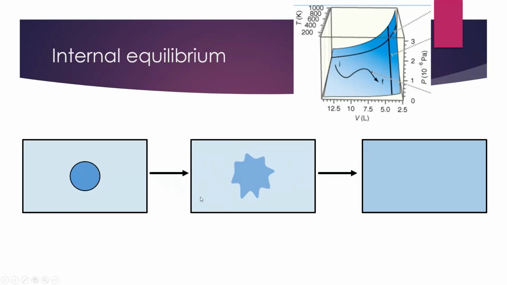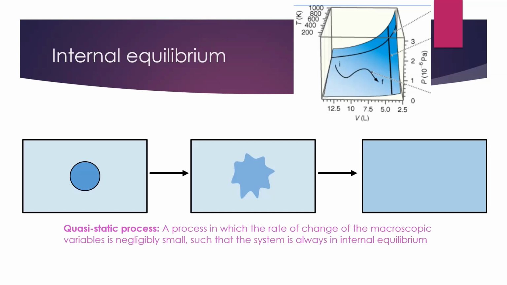We're going to be always considering states that obey the ideal gas law, follow the equation of state. Even when systems aren't actually obeying the ideal gas law, they will still obey some other equation of state that maybe reflects their properties as real gases or so forth. And I mentioned this before, but these are known as quasi-static processes. A quasi-static process is one in which the rate of change of the macroscopic variables is negligibly small, such that the system is always at internal equilibrium and therefore always obeying the ideal gas law.